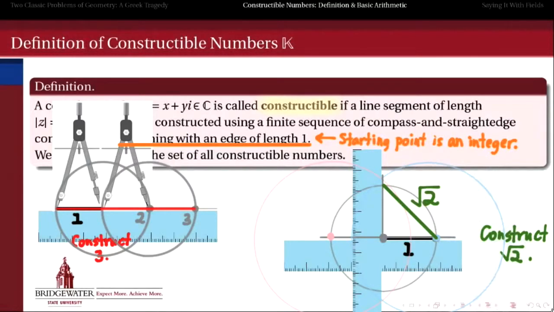And then connecting that across the diagonal gives me a 45, 45, 90, an isosceles right triangle, and by the Pythagorean theorem, the length of that hypotenuse is the square root of 2. So indeed, we can construct the square root of 2 using a compass and a straight edge, and if we can do that, then that means we can double the area of any square as well.